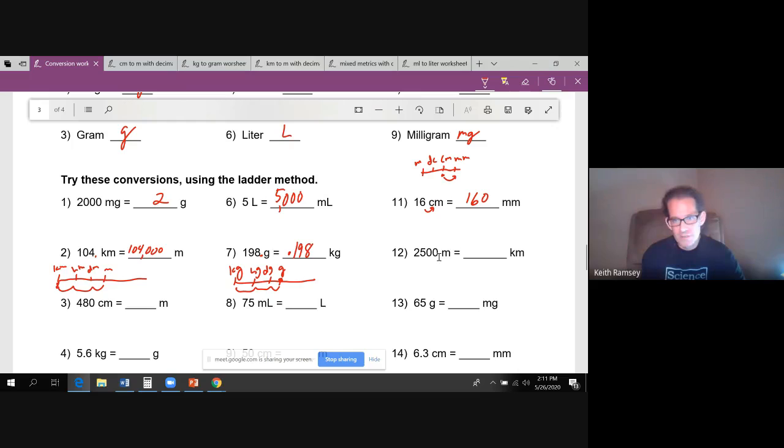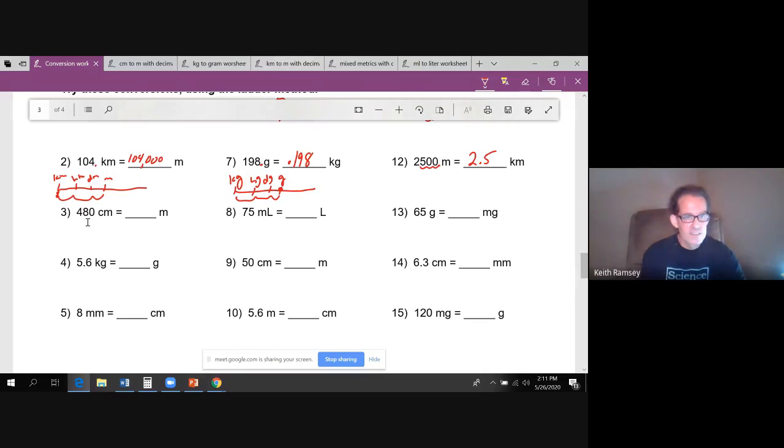For number 12, I've got 2,500 meters, and I know I need 1,000 meters to equal 1 kilometer. So I'm going to move my decimal place 3 steps. 1, 2, 3 steps, and this just becomes 2.5 kilometers. Let's take a look at centimeters to a meter. I know that a centimeter is 1/100th of a meter. So I've got to move my decimal 2 steps to the left. This becomes 4.8 meters.